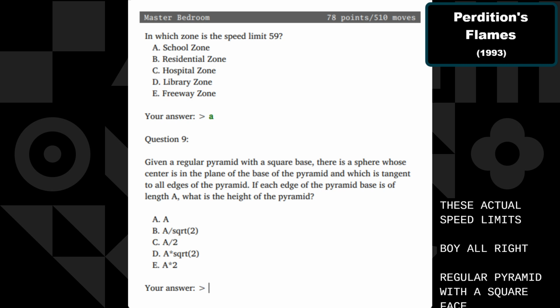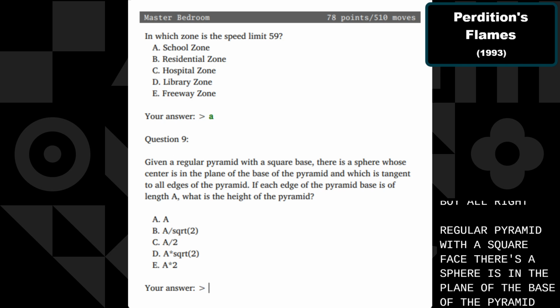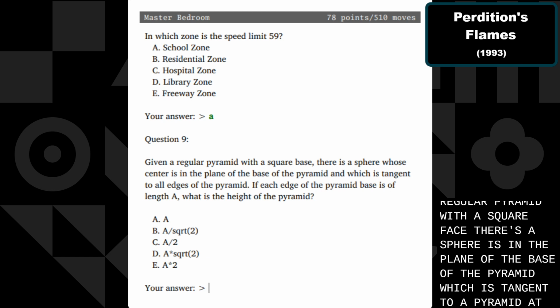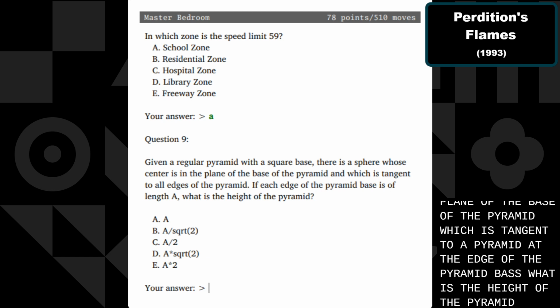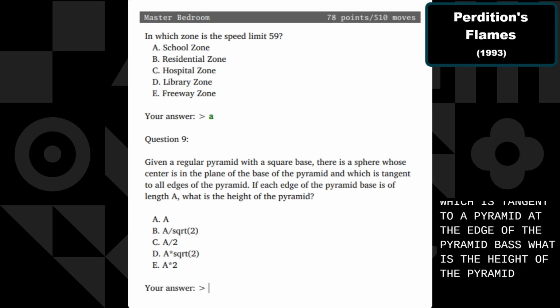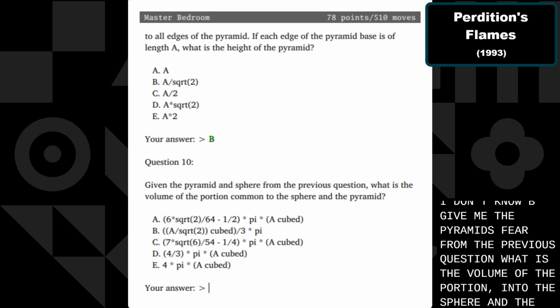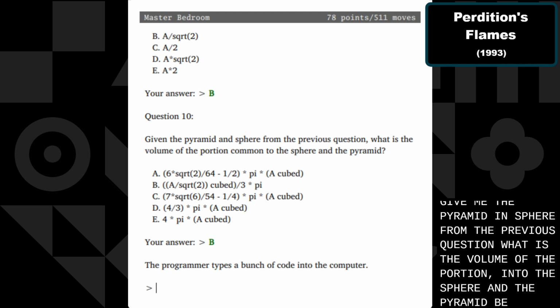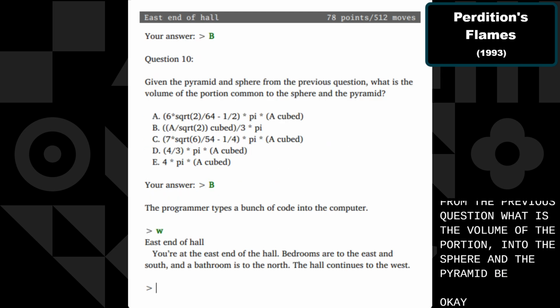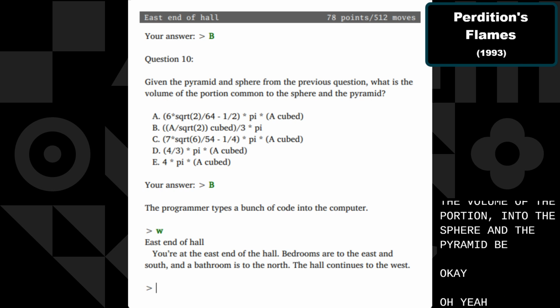Given a regular pyramid with a square base, there is a sphere whose center is in the plane of the base of the pyramid, which is tangent to all edges of the pyramid. If the edge of the pyramid base is length A, what is the height of the pyramid? I don't know. B? Given the pyramid and sphere from the previous question, what is the volume of the portion common to the sphere and the pyramid? B? Okay. I'll be honest, though. This is a very funny puzzle.